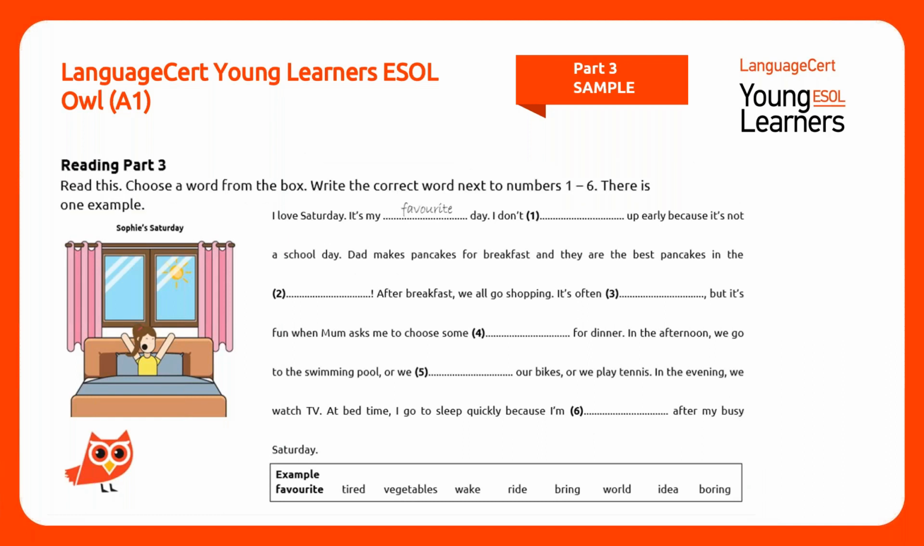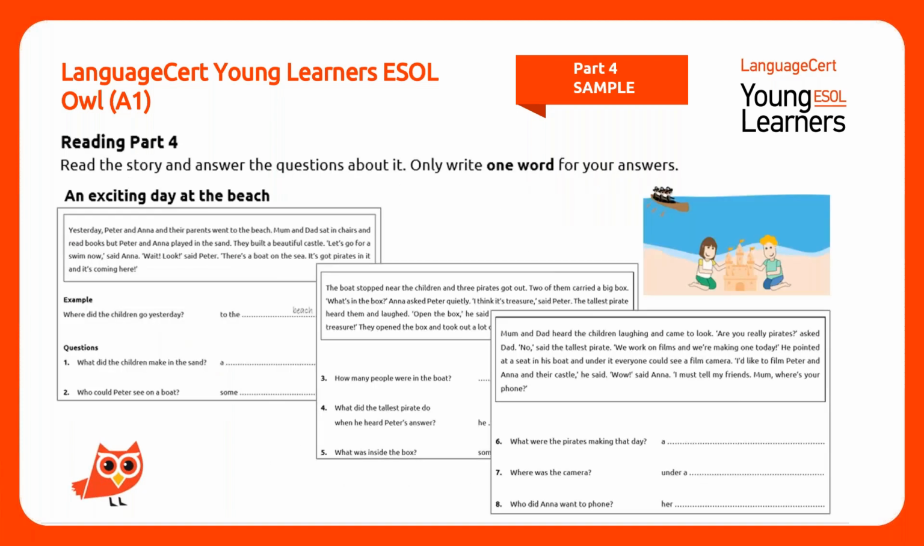Part 3 requires candidates to read a short text and fill in 6 gaps. There are 2 distractors, so learners will use 6 of the 8 words provided. There's an example to guide candidates once again. In part 4, candidates look at a very short and simple story and answer 8 questions about it. They are asked to produce one-word responses, just like the example provided.